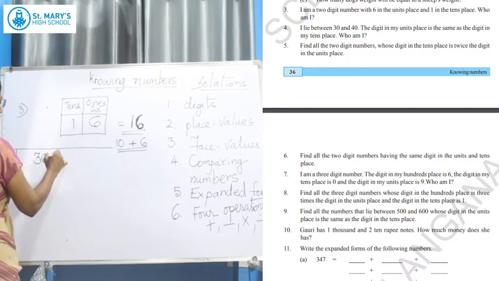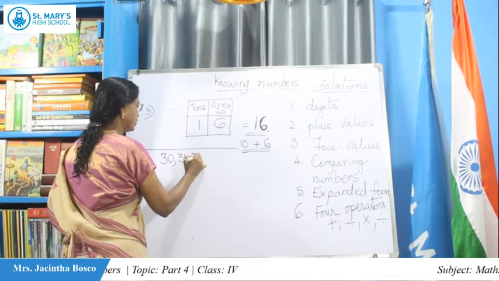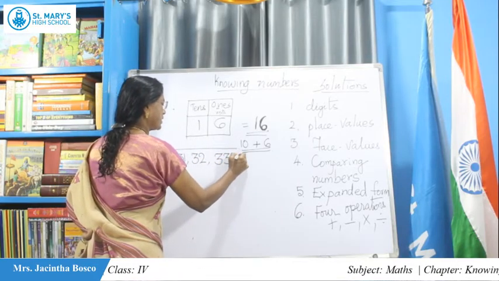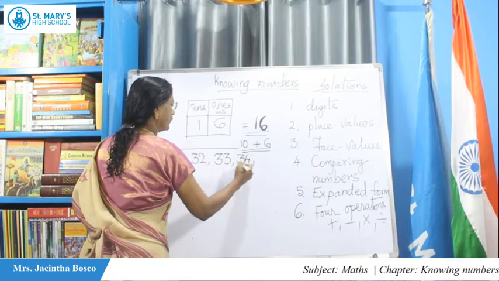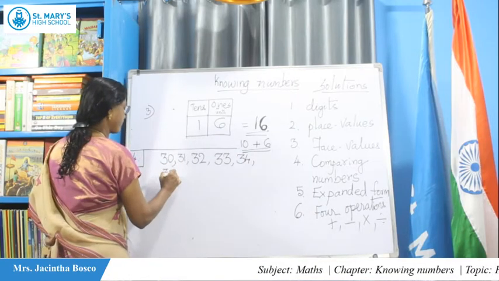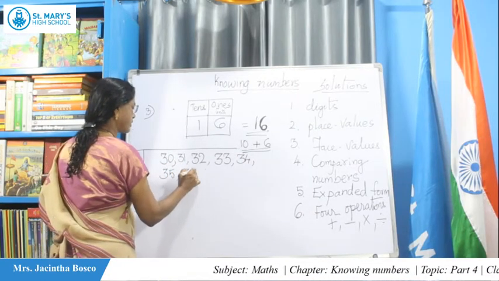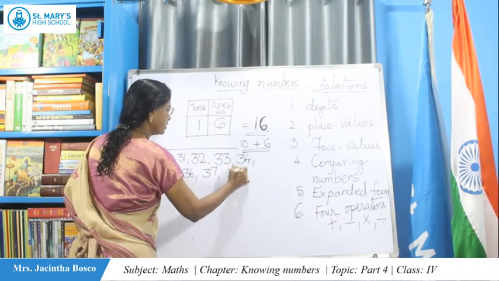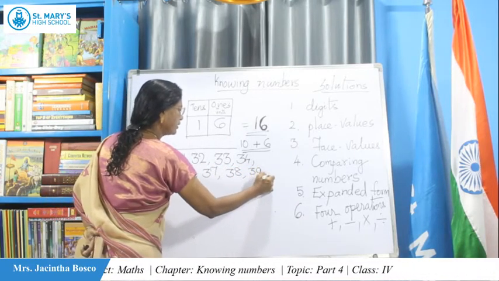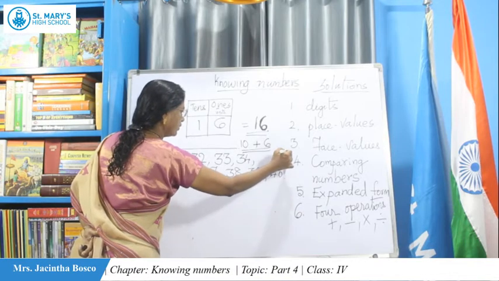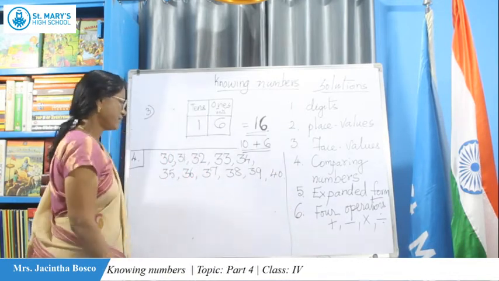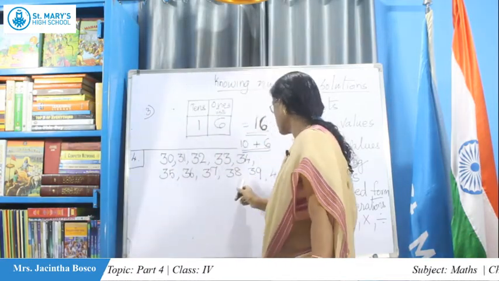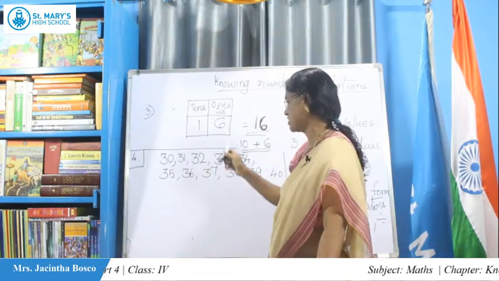30, 31, 32, 33, 34, 35, 36, 37, 38, 39, 40. Now, I finished writing the numbers. What is the question there? I lie between these numbers. This many numbers are there.